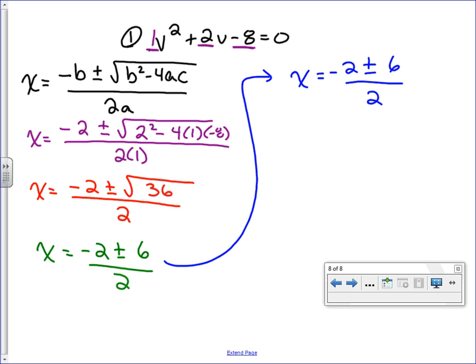Now we are working with quadratic, so we should have 2 answers. So we're going to split this up so that we can find what those 2 answers are. We're going to have one that says negative 2 plus 6 divided by 2. And we're going to have another equation that says x equals negative 2 minus 6 divided by 2. So one has the plus, the other has the minus.